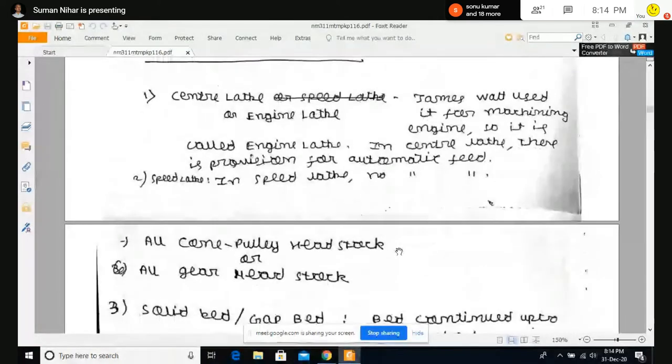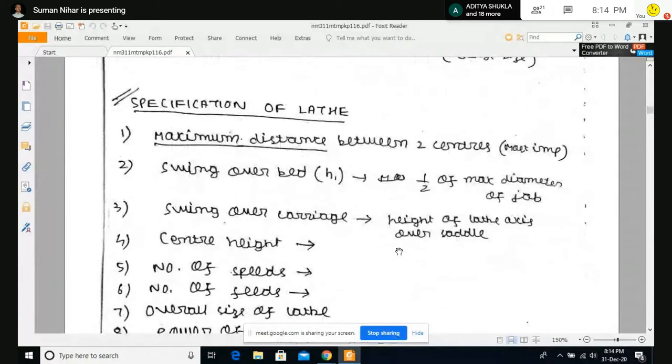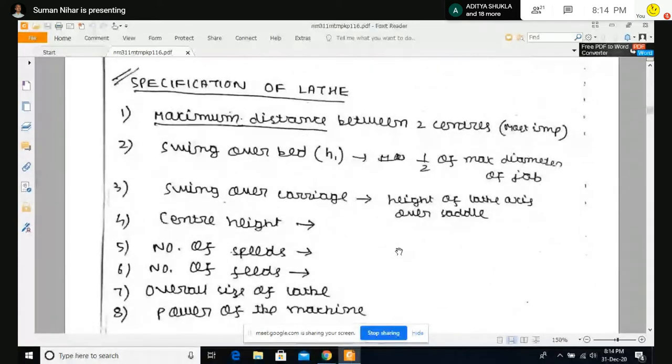Then I have told you the specification of the lathe. The specification of a lathe is the maximum distance between two centers, swing diameter over the bed, swing diameter over the carriage, center height, number of speeds, number of feeds, overall size of the lathe and power of the machine. These are the specifications of the lathe. It has also been told.